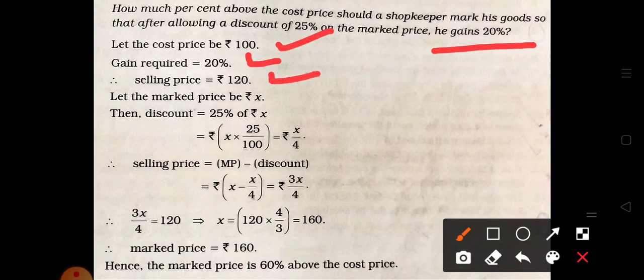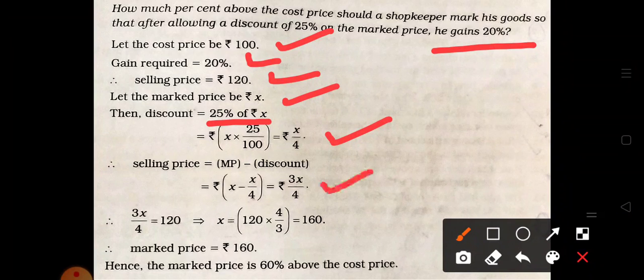Let the mark price be X. Now a discount of 25% is given on the mark price. After calculating, we get 25% of X, which is X by 4. So X by 4 is the discount. Now to calculate the selling price, I subtract the discount from the mark price. The mark price I have assumed as X, and the discount we have calculated as X by 4. So the selling price will be 3X by 4.